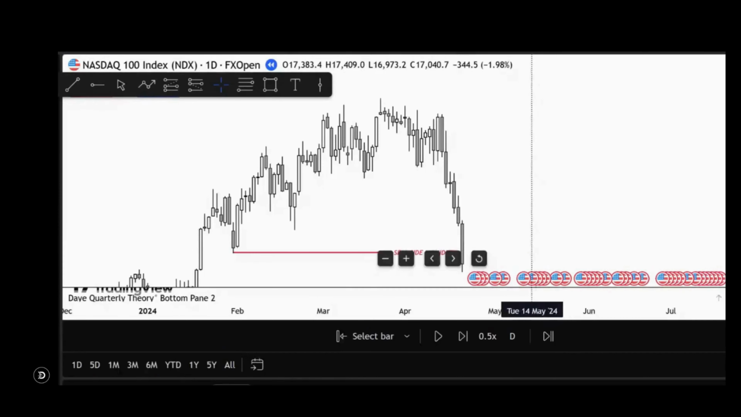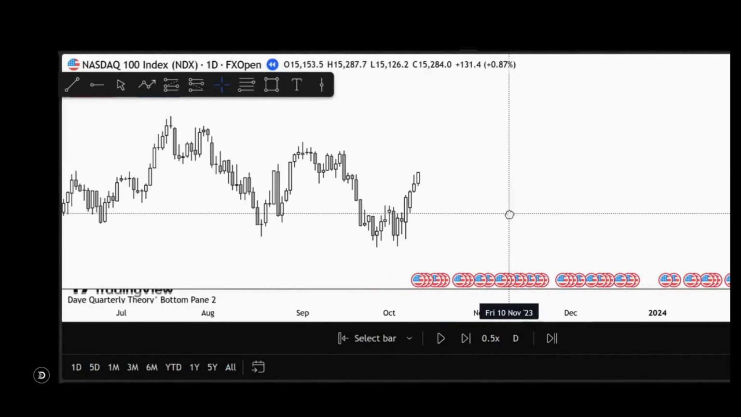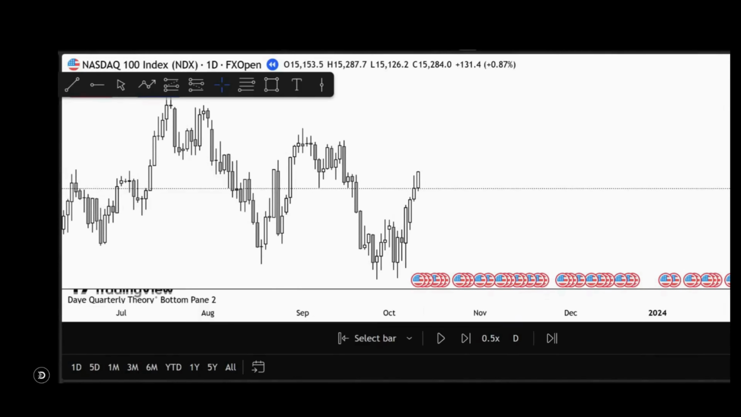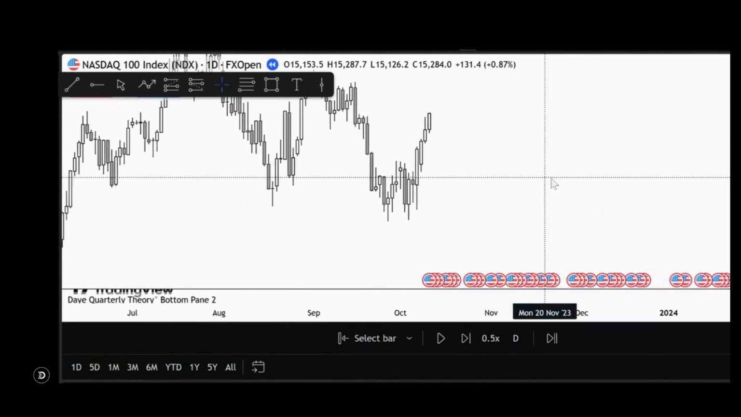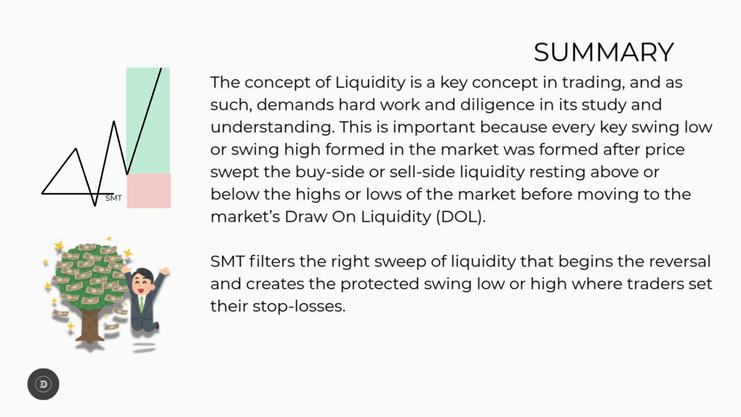So you can go to your charts and find examples like this for the bearish buyers. Okay, so that is how it is. That is just the basic thing you need to understand about liquidity. All right.